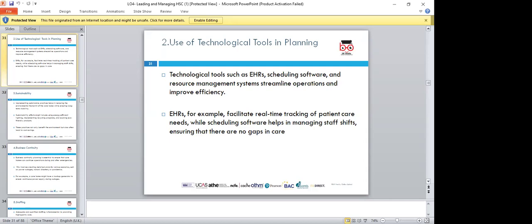EHR, for example, facilitates real-time tracking of patient care needs, while scheduling software helps in managing staff shifts, ensuring that there are no gaps in care. Okay, so the EHR looks at scheduling of staff shift rota, while facilitating real-time tracking of patients' care needs. Scheduling software helps in managing staff shifts, ensuring that there are no gaps in care.